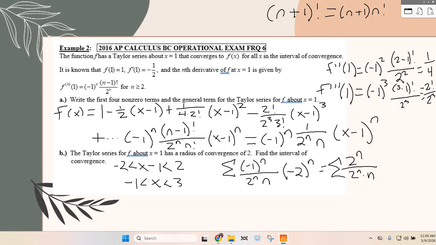They reduce, and I'm just left with 1 over n. What does 1 over n do? Diverges. So am I going to have an equal to bar on -1? No. Okay.